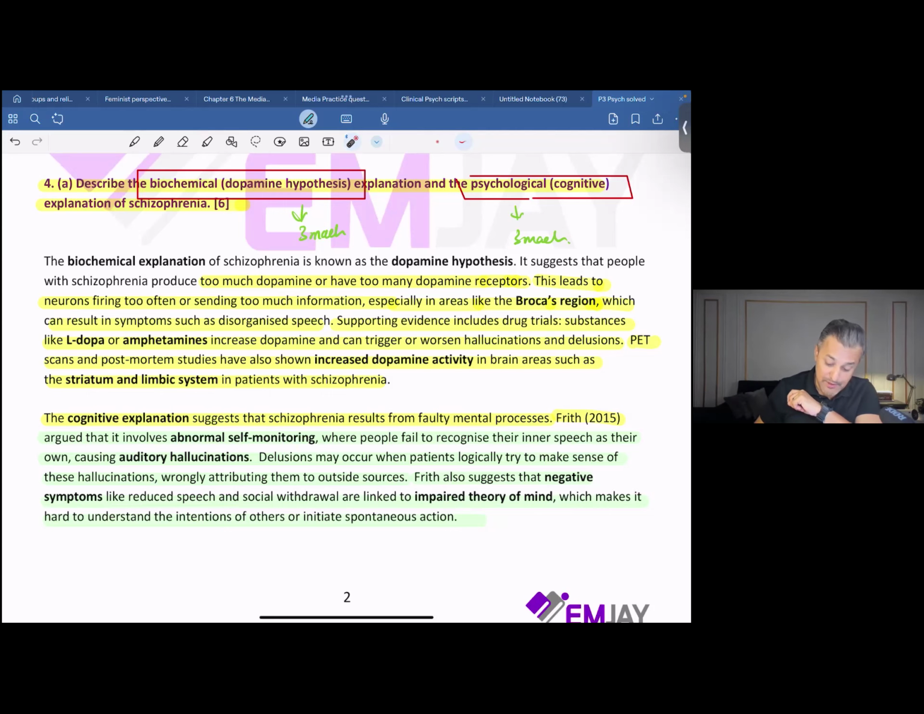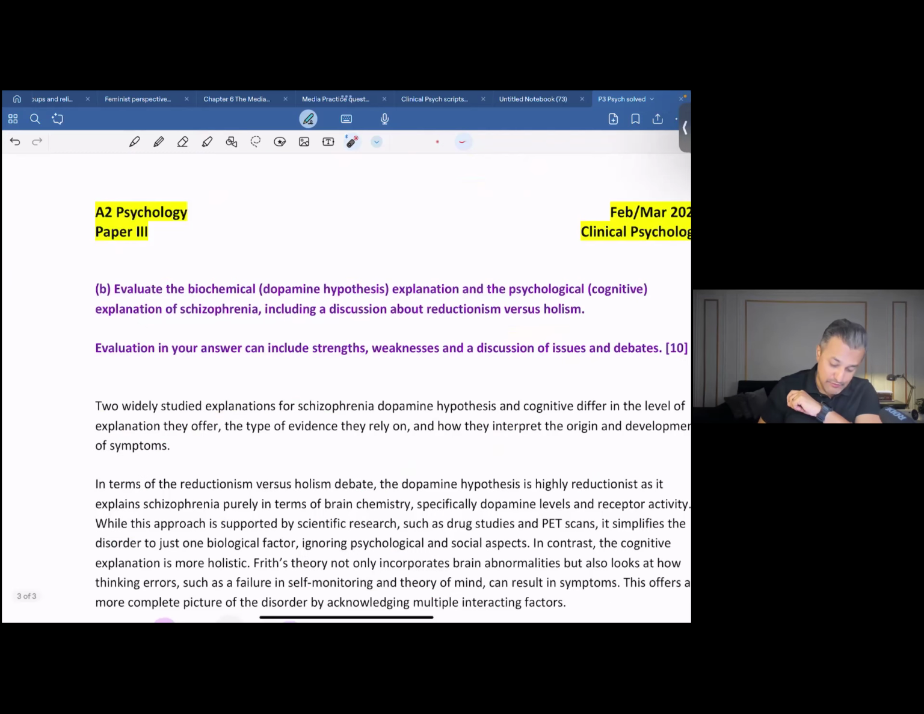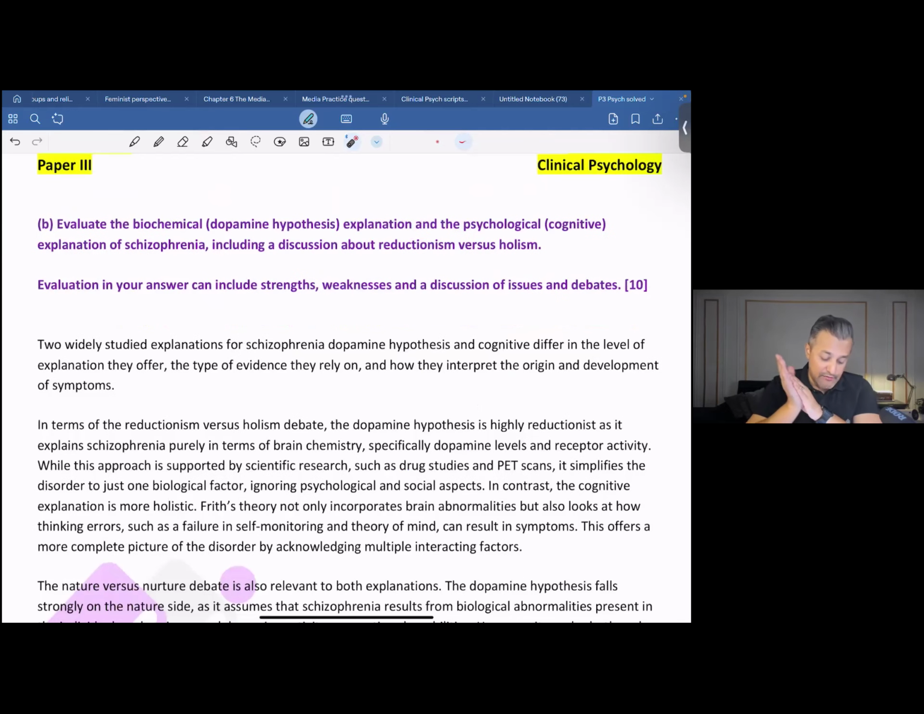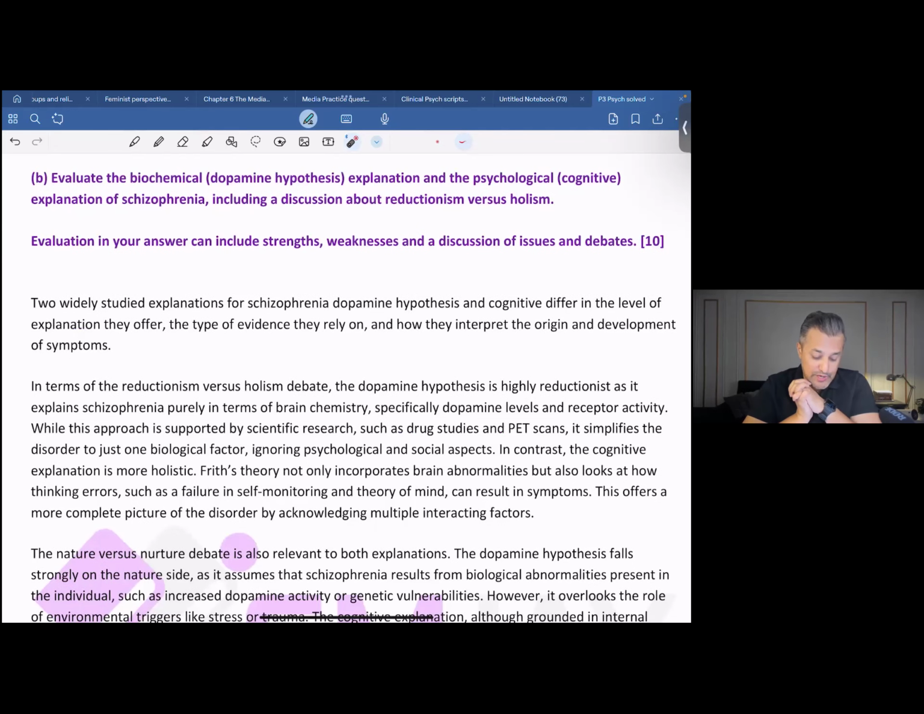Moving on to the B part, which is an evaluative question, where you are expected to evaluate the same topic that you've already described in part A. This is a 10-mark question. The command word over there was describe. Over here, the command word is evaluate. The rest remains more or less the same, minus the last part.